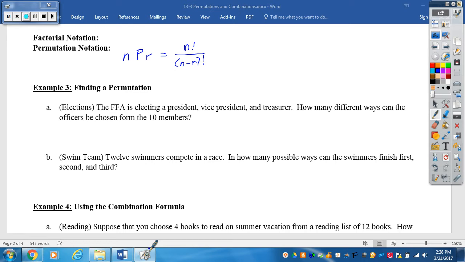So how does this play out? Well, in the elections, the FFA is electing a president, vice president, and treasurer.